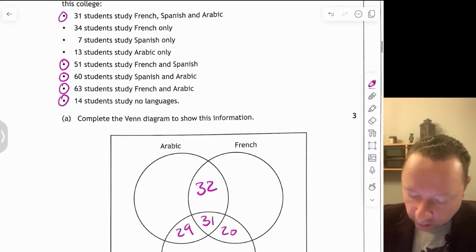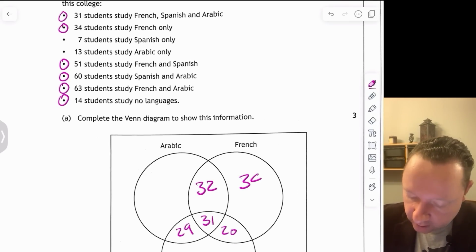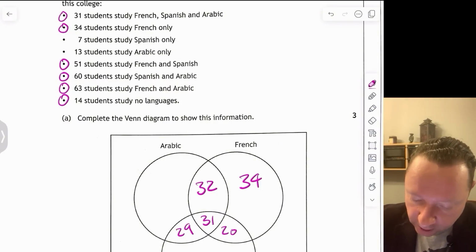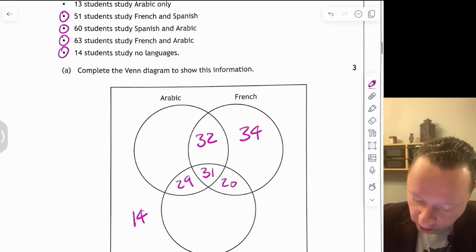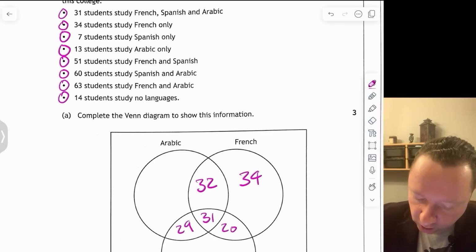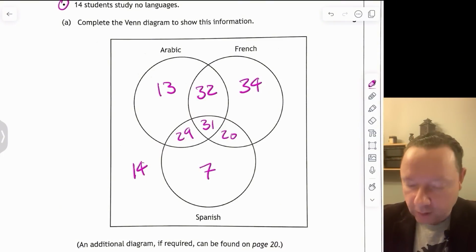It says French only. 34 study French only. So that's just that. I can't take away, I'll get a negative anyway. So hopefully you realise that. Spanish only is 7, so it's just 7 in the Spanish box. And Arabic only is 13, so it's just 13 up here. And there's a completed Venn diagram.